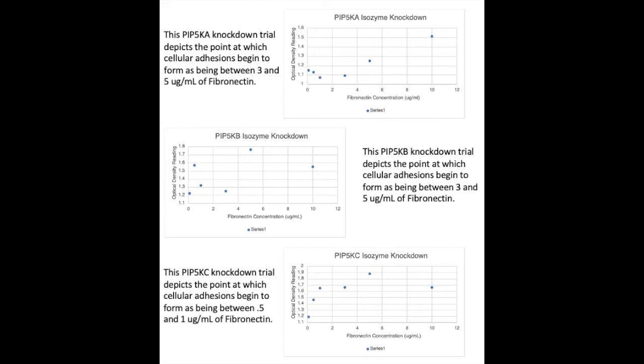However, they're not necessarily consistent with the results from earlier in this semester or even last semester. According to the results obtained through this specific trial, I would assume that the PIP5KA or the PIP5KB would more than likely be the isozyme directly responsible for the most adhesion formation. This is simply because the cells without these two isozymes typically needed a higher concentration of fibronectin to create the cellular adhesions that they needed.